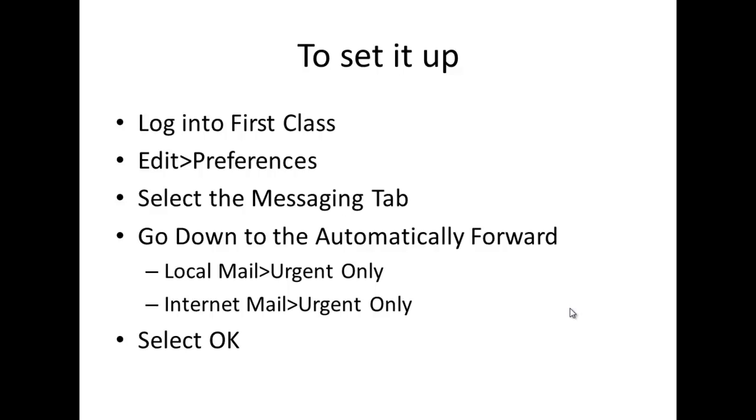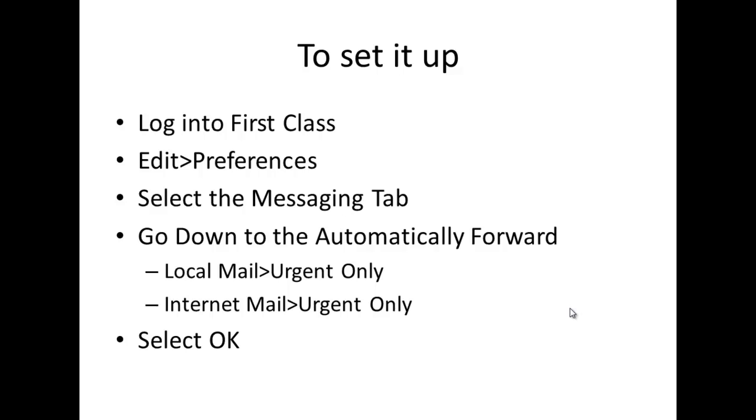If you just say yes, it's going to forward all your mail to your cell phone, and you're going to be going crazy. Same with your internet mail. You're only going to forward the urgent stuff. Now, local mail is local, the stuff inside of the Hayes CISD network. Internet mail is anybody, anywhere sending you an email. After you've made those two selections in the drop box, you're going to select OK.